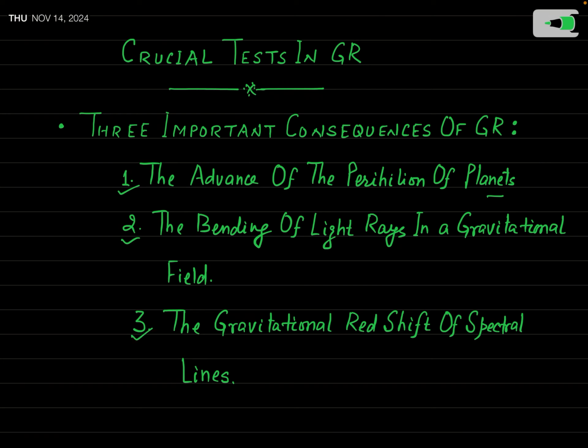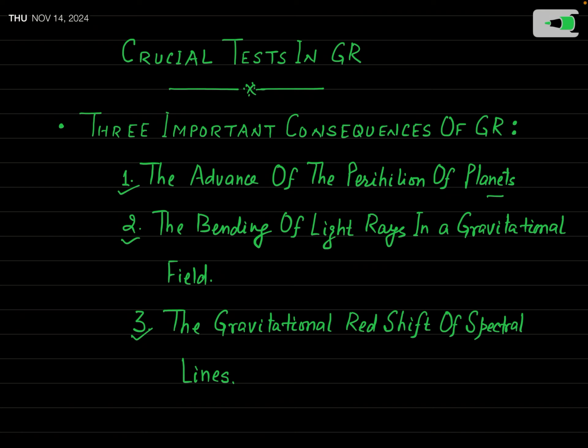One thing you should note here is that in accordance with the classical Newtonian theory, there is no advance of perihelion of planets, no bending of light rays in a gravitational field, and no gravitational redshift of spectral lines. All these three important phenomena cannot be described in terms of classical Newtonian theory. But Einstein's relativistic theory is able to discuss all these three phenomena which are observed in practice. So if the advance of perihelion of planets, the bending of light rays, and the gravitational redshift of spectral lines are experimentally seen in accordance with Einstein's theory, then you can say that Einstein's relativistic theory of gravitation is experimentally correct.